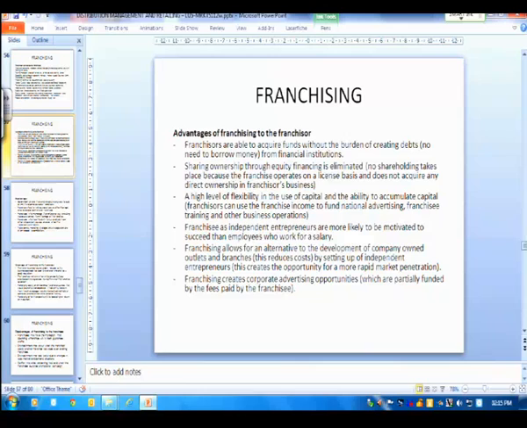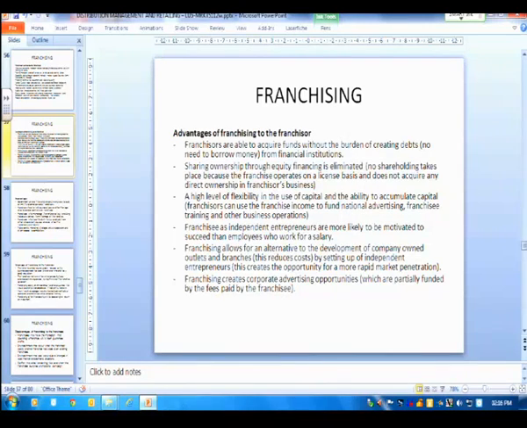Advantages of franchising to the franchisor. The franchisor is able to acquire funds without the burden of creating debts. No need to borrow money from financial institutions. Secondly, sharing ownership through equity financing is eliminated. No shareholding stakes, because the franchisee operates on a license basis and does not acquire any direct ownership in the franchisor's business.